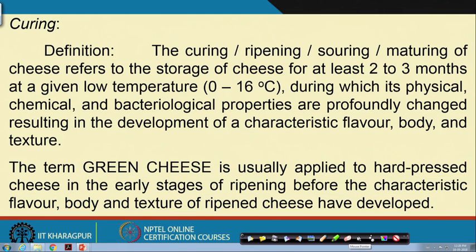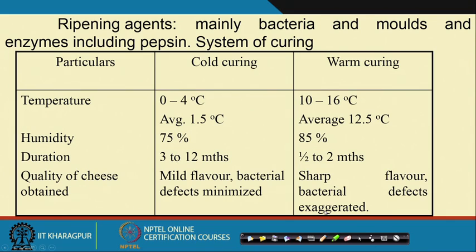So, it is before the cheese is ripened, whatever you have received, now you will put it for ripening, that is called green cheese, right. So, green cheese is unripened before it is put into ripening, that is the green cheese, right. Then ripening agents are many. So, mainly bacteria and molds and enzymes including pepsin, they are used, and the system of curing is like that.